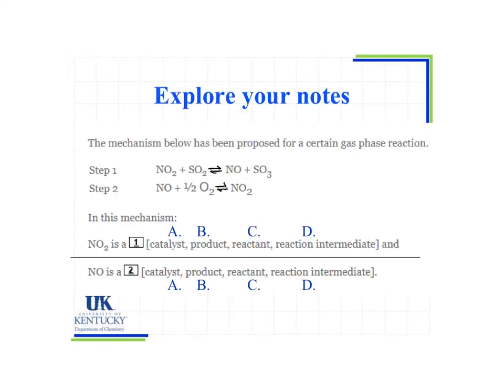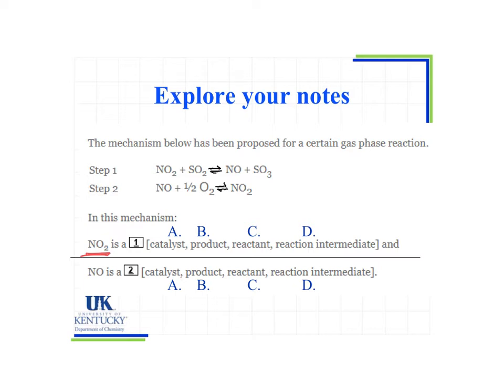Okay, so here's our first question. It has a mechanism. Now, this is drawn from an old exam question. And we have our mechanism. It's a two-step mechanism. And I just want you to find, first of all, what NO2 is. So that's our first one. What is NO2? Is it a catalyst, a product, a reactant, or a reaction intermediate? Pause, think about it, and rejoin.